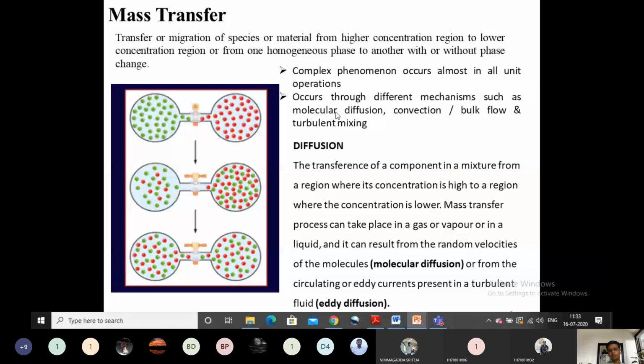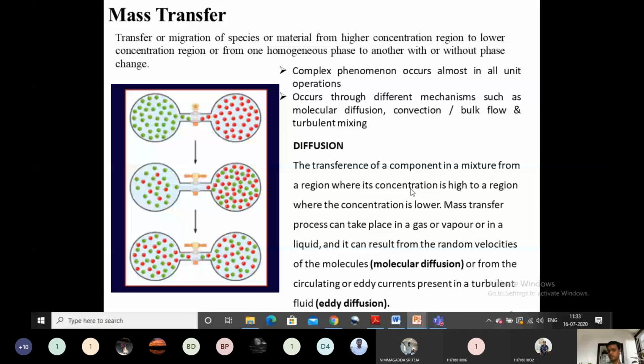You already cleared what is diffusion, what is molecular diffusion, what is mass transfer, eddy diffusion. So we can say diffusion is nothing but a transfer of a component in a mixture from a region where its concentration is high to the lower concentration region. Mass transfer processes can take place in gas, vapor, or liquid.